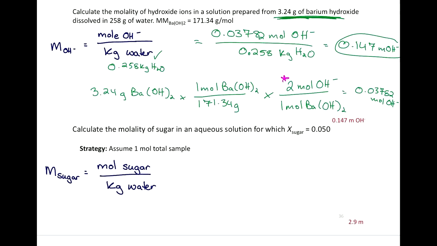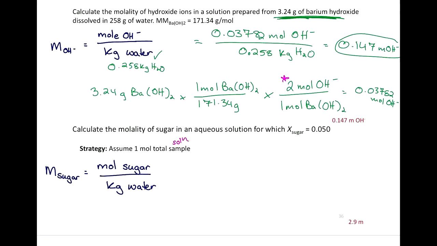So the strategy here when given a mole fraction of something is kind of like mass percentage. What was the assumption we started off with when given mass percent? If I tell you 5% mass percent of something, we assume 100 grams of sample. So it's the same idea here, except for mole fraction. Let's assume we have 1 mole of total sample, so 1 mole of solution.